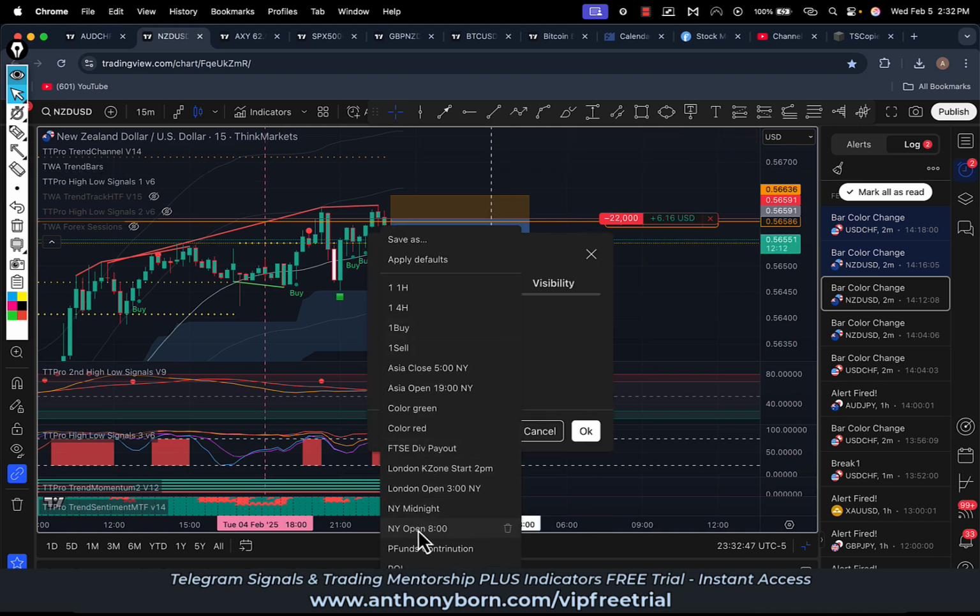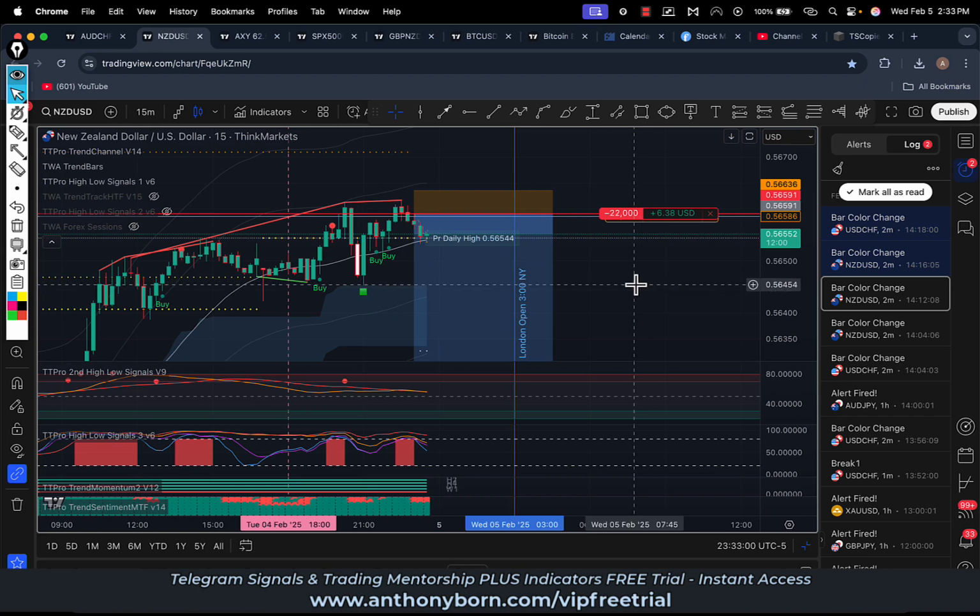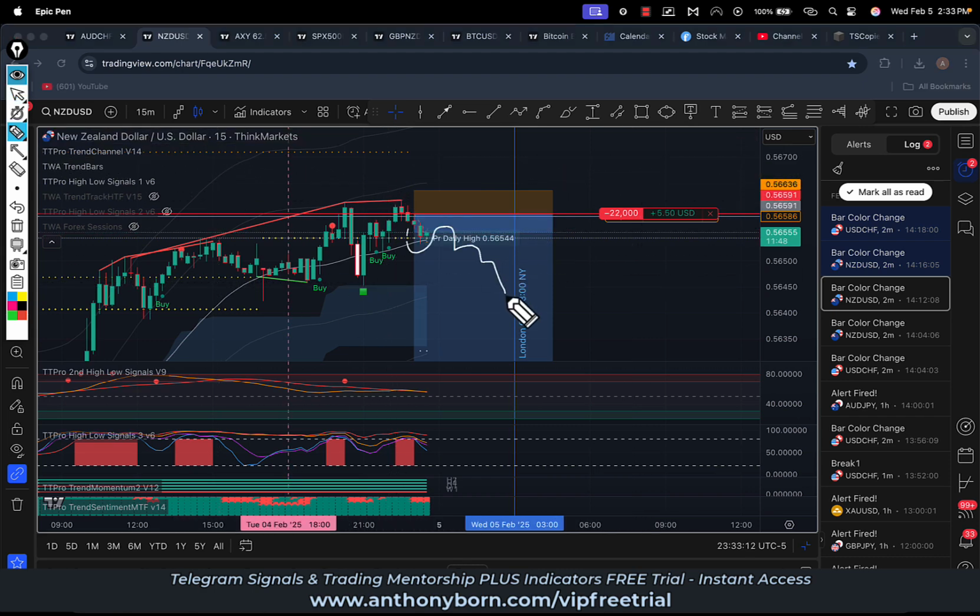Here's the thing. More often than not, you're going to see price trade into the London Open. So if this is bullish, what I would like to see into the London Open is something like this. It trades down into the London Open, then it reverses and continues on. That's what I'm hoping to see, given we have this double top, a little bit of a run above, and the fact that it's traded into this previous daily high.